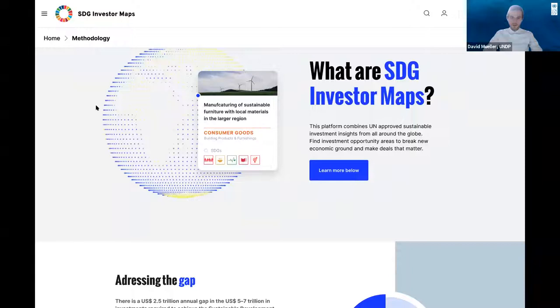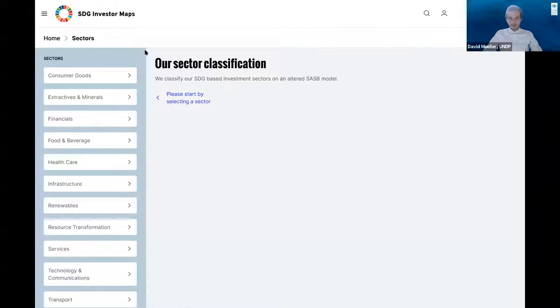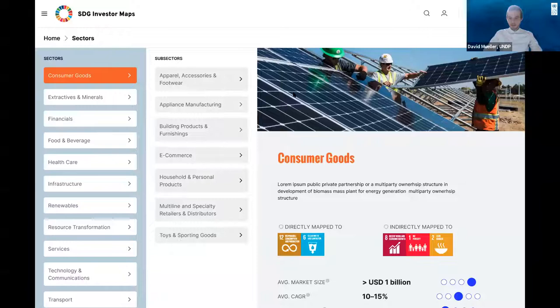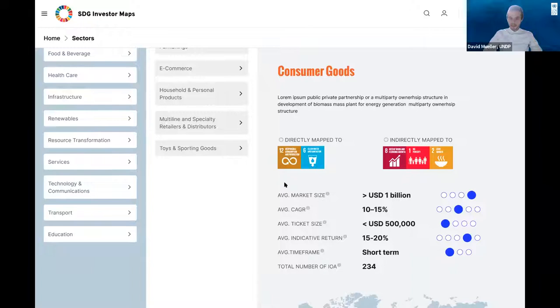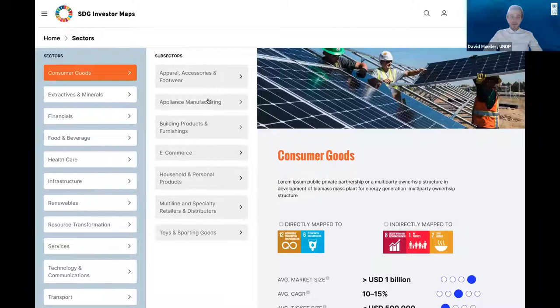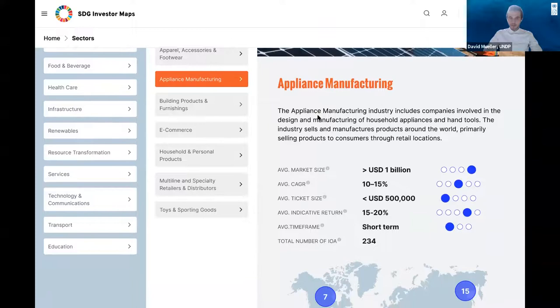But then the exciting news is that we can first look at sectors. So before we go into the investment opportunity areas, we see here that we are listing some of the key sectors as well as subsectors. And we are presenting the data that we have obtained, which is going to grow with more and more countries coming up. For example, providing economic factors such as the ticket size or the indicative return that we've also seen in the sample investment opportunity areas, but also then importantly mapping those opportunities to the SDGs, both directly and indirectly. And we can break that down even further into subsectors. So we'll get some really interesting data for more specific opportunities, for example, here in the appliance manufacturing subsector.